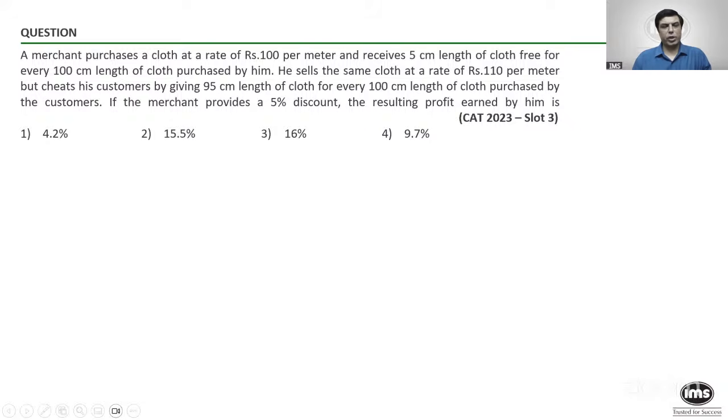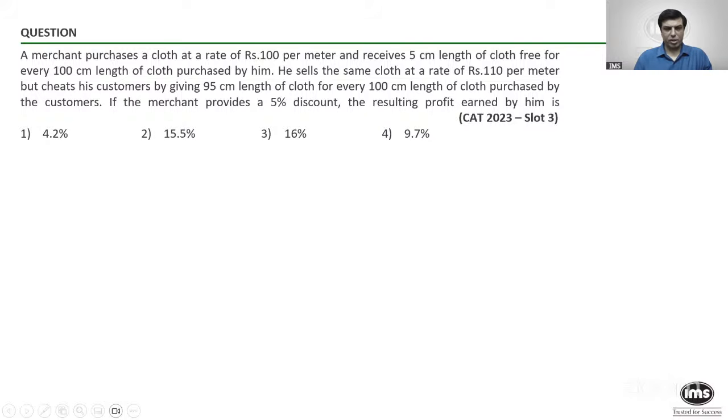A merchant purchases a cloth at a rate of rupees 100 per meter and receives 5 centimeter length of cloth free for every 100 centimeter length of cloth purchased by him. He sells the same cloth at a rate of rupees 110 per meter, but cheats his customers by giving 95 centimeter length of cloth for every 100 centimeter length of cloth purchased by the customers. If the merchant provides a 5% discount, the resulting profit earned by him is what percentage?